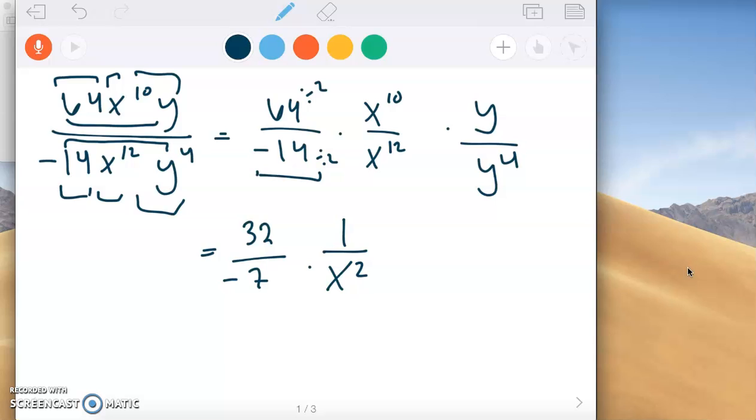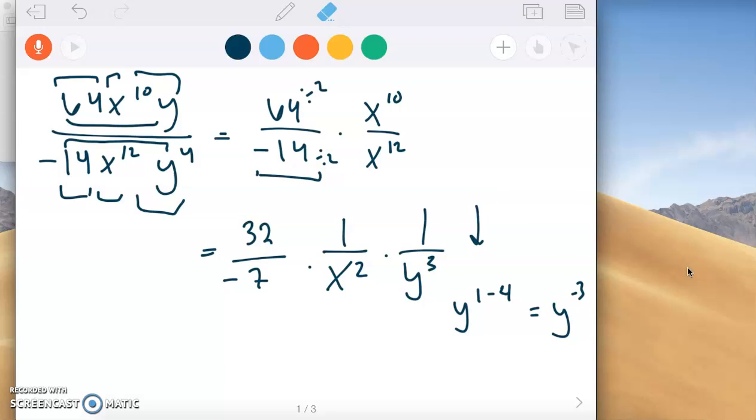Now we have our y component. So again, we're going to do the same thing. We have y. Remember, y is the same thing as y to the first, right? So we have y divided by y to the 4th, which is the same as y to the 1 minus 4, which equals y to the negative 3. So that's the same thing as saying times 1 over y cubed. I guess I didn't have to erase it. That's okay. We'll just erase all that.